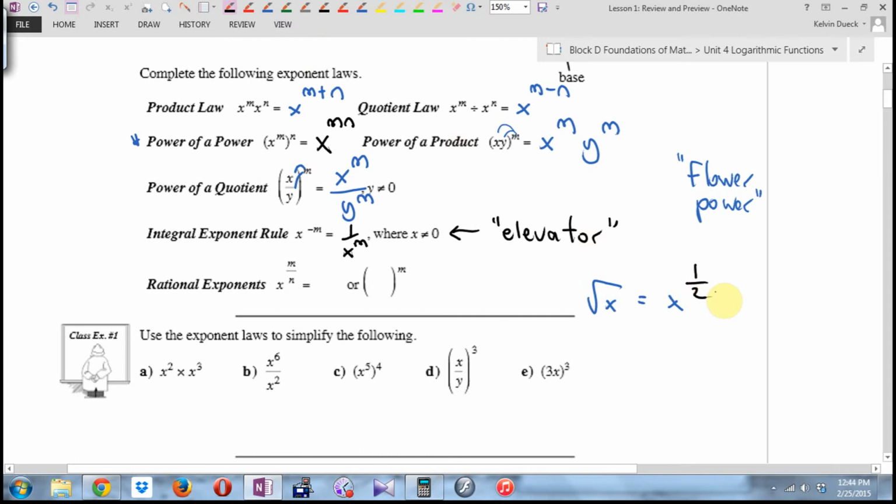It's worth noting, when you see root x, that's x to the 1/2. Or when you see x to the 1/2, that's root x. And you should be able to flip back and forth, almost like changing clothing. Or the other big one is this one. What's that? X to the what? To the 1/3. X to the 1/3.